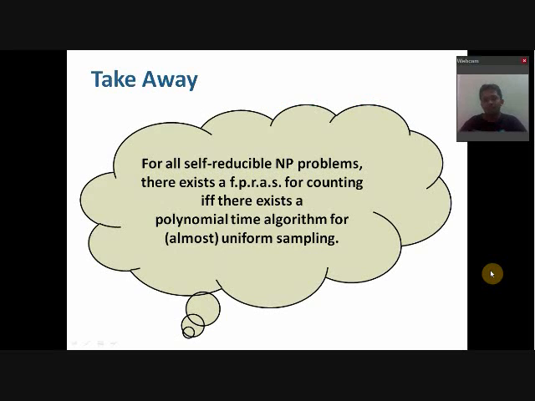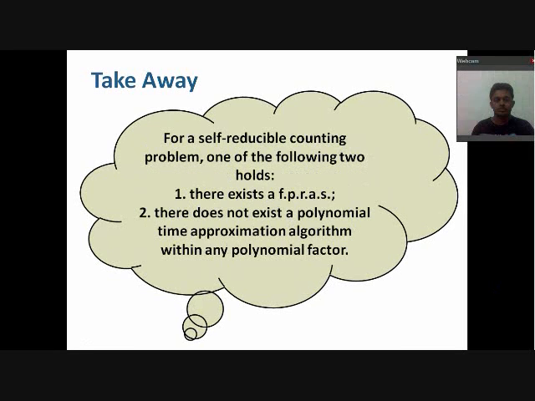Let us look at the major takeaways. This clearly says that you can find an FPRAS for counting if and only if you find a polynomial time algorithm for uniform sampling. That's one of the most significant results we can use. Similarly, we have another takeaway: for a self-reducible counting problem, either there exists an FPRAS or there doesn't exist a polynomial time approximation algorithm.